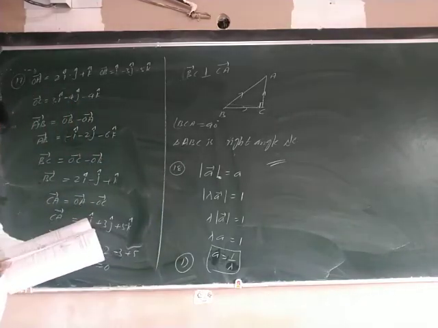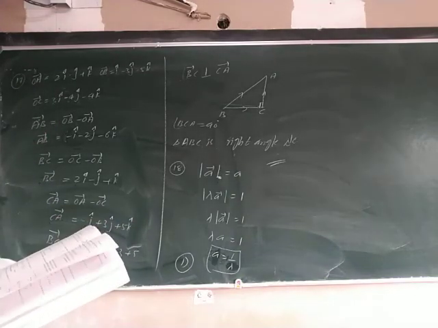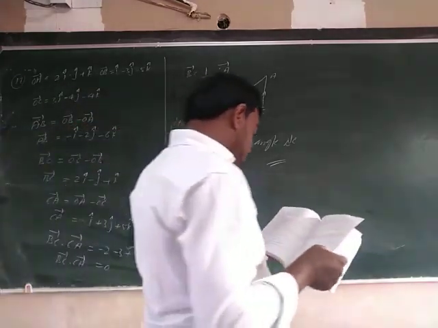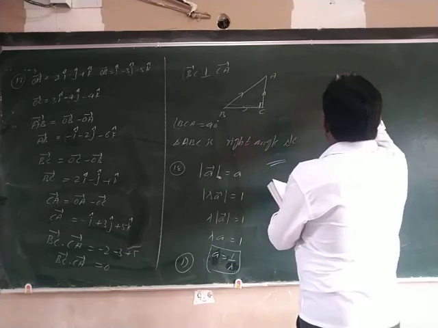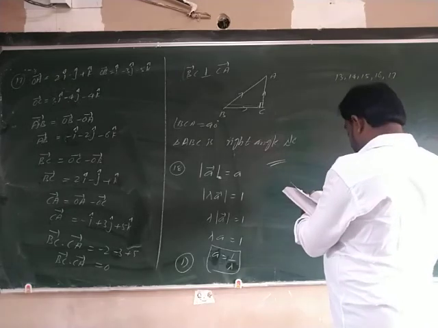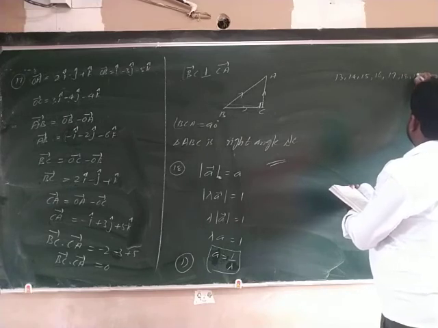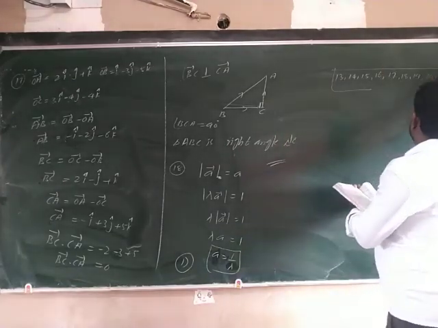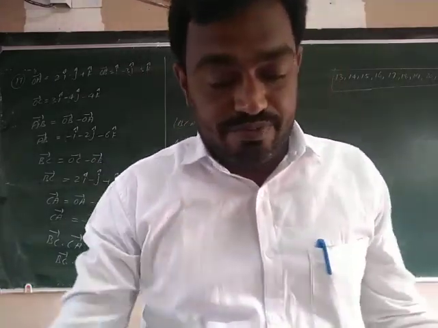So this is exercise 10.3. Next we have examples. The example question numbers written here are 13, 14, 15, 16, 17, 18, 19, 20, 21. So 13 to 21, you solve these example problems.